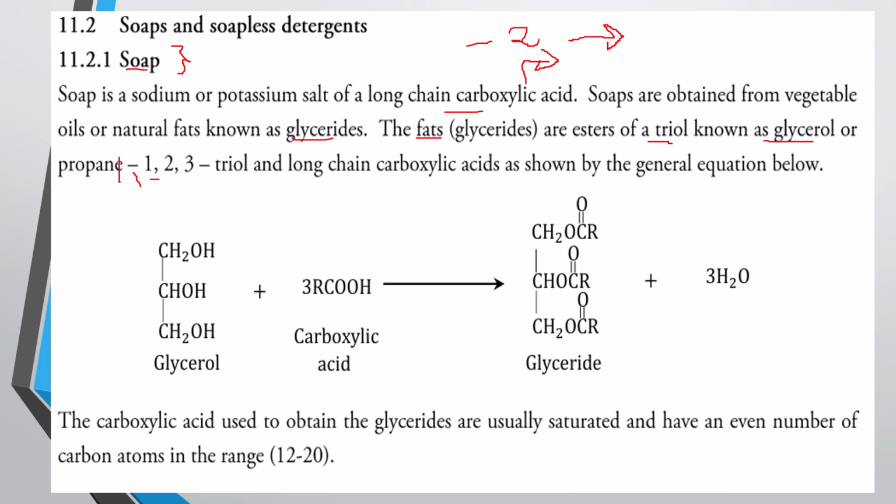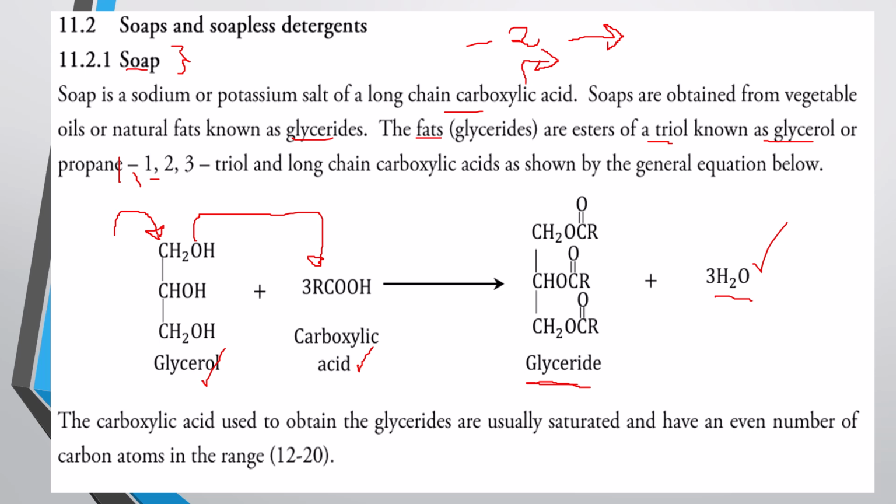For us to get a glyceride, we need to combine 1 molecule of glycerol together with 3 molecules of a long chain carboxylic acid. Then later we end up getting our glyceride. If you are doing biology, I'm well aware you have already covered this in chemicals of life, and it's highly examinable under objectives. So 1 molecule of glycerol combines with 3 molecules of long chain carboxylic acids to give our glyceride molecule together with 3 water molecules, since it's a condensation reaction.